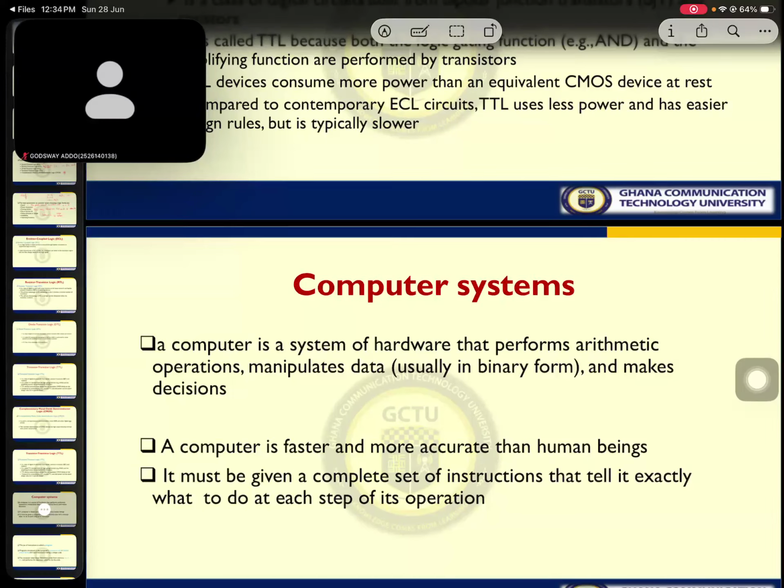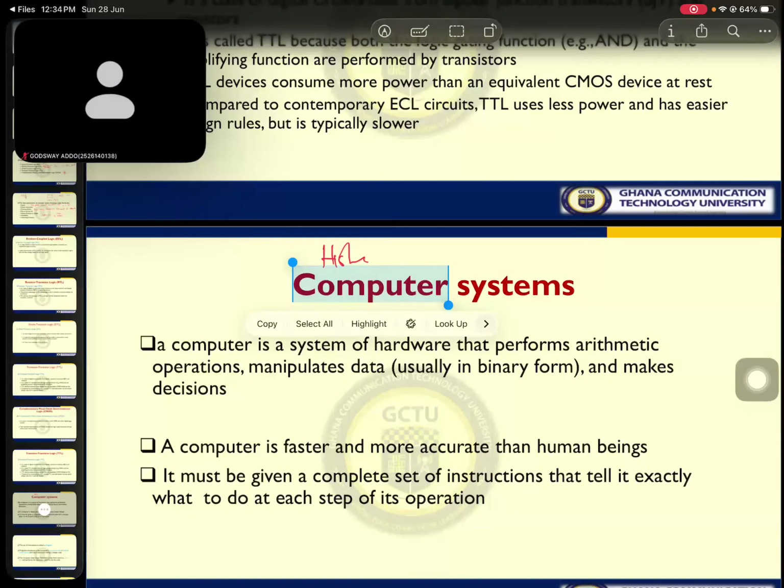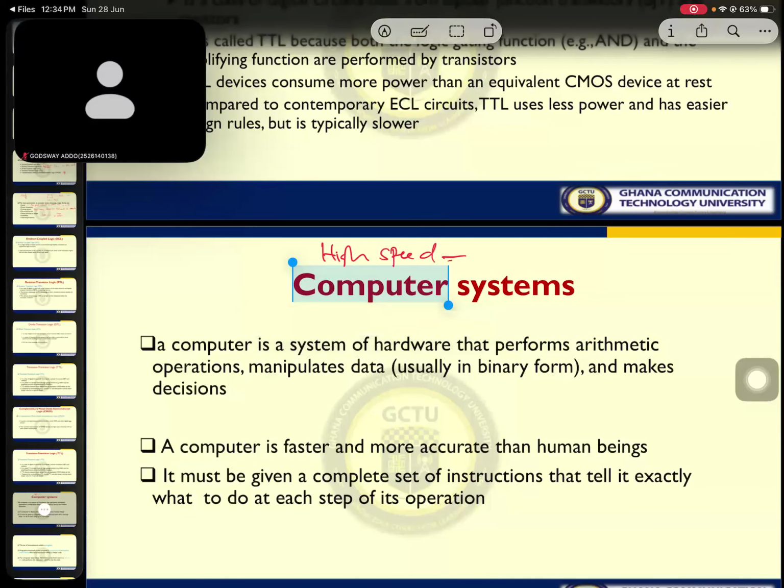So it means that if I have a higher speed, higher speed means smaller delay, which allows a high frequency. If my speed is low, I will have a larger delay, which will lead me to what?